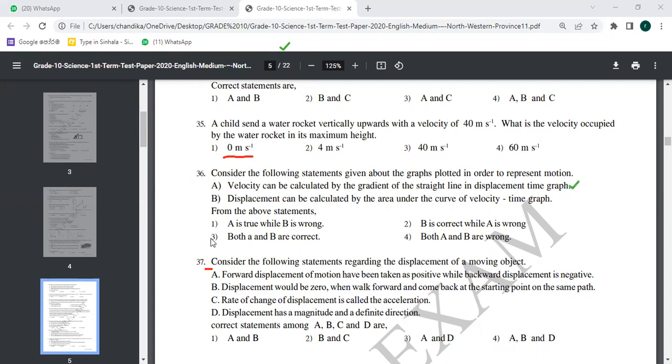B: Displacement can be calculated by the area under the curve of a velocity time graph. Is that correct or wrong? That is also correct, yeah. From the above statements, what is the answer then? Third one. Both A and B are correct, okay? Good.